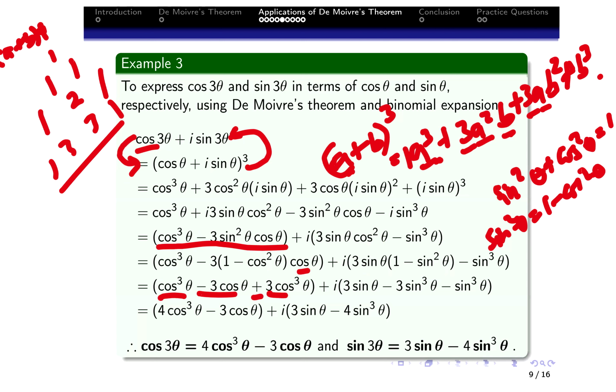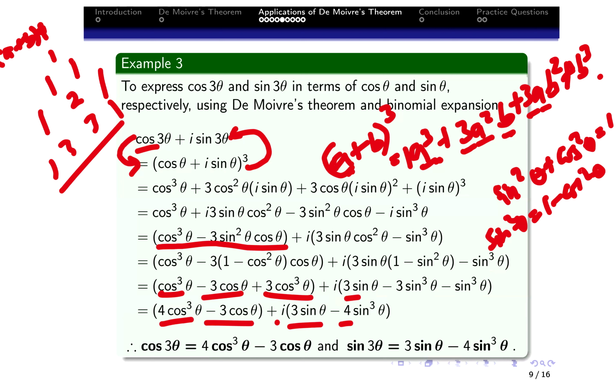So you have your i out here. So 3 sin theta times 1, you have 3 sin theta. 3 sin theta times minus sin squared theta, that's minus 3 sin cube theta. And then you have this minus sin cube theta right here. So the next thing is just to tidy things up, collect things that look alike together. So now you have cos cube theta plus 3 cos cube theta, that's 4 cos cube theta minus 3 cos theta here. Then i. So you have 3 sin theta minus 3 sin cube theta minus sin cube theta, that's minus 4 sin cube theta.